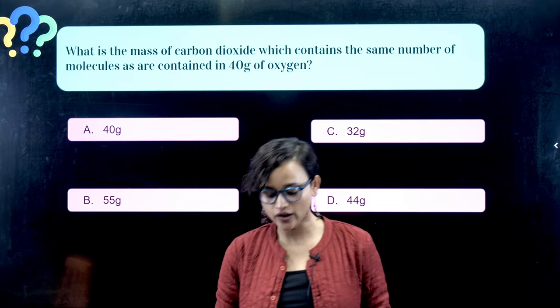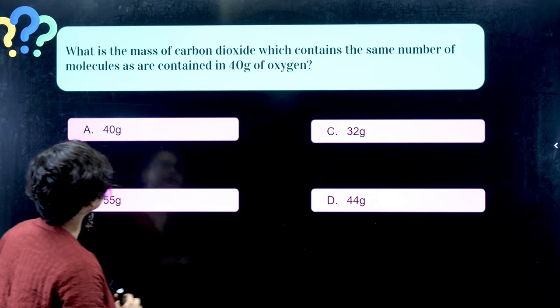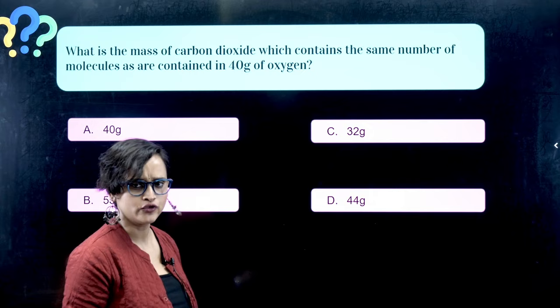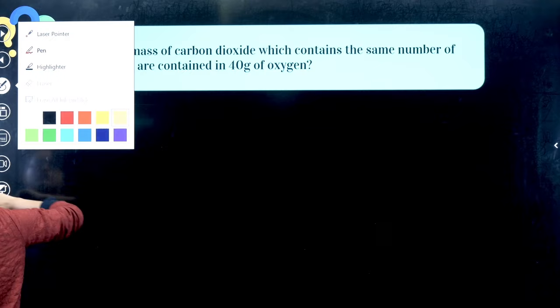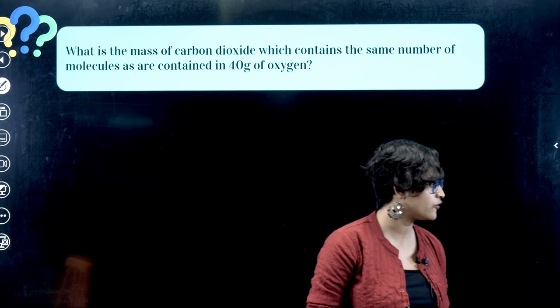All right, guys. So let's solve a question. What is the mass of carbon dioxide which contains the same number of molecules as are contained in 40 gram of oxygen? First of all, let's find out the molecular mass of oxygen.